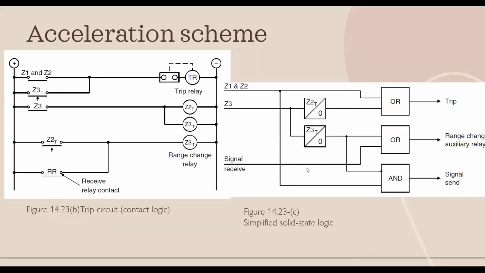This scheme is sometimes referred to as a directional comparison scheme. In this scheme, the incoming carrier signal switches the zone 1 reach to zone 2 immediately without waiting for the zone 2 timer or the 0.5 second delay to switch the reach. This accelerates the fault clearance at the remote end.